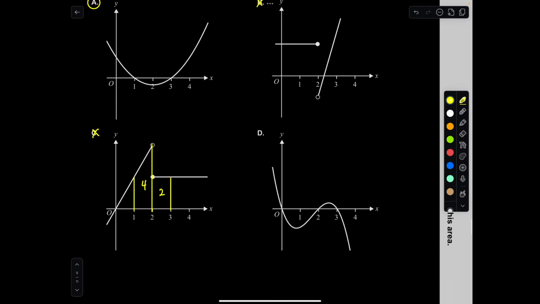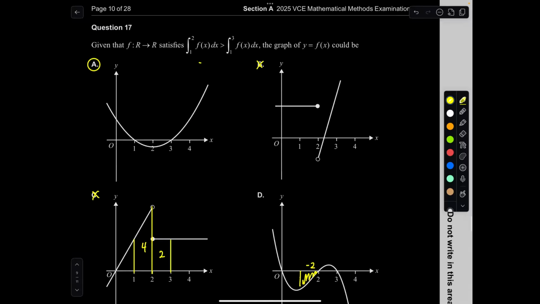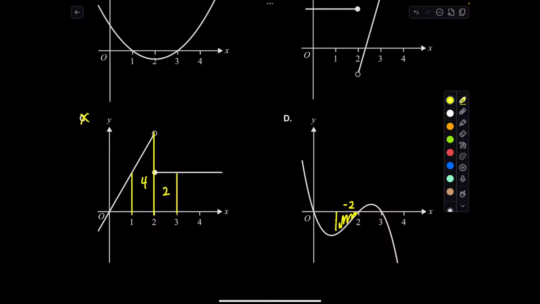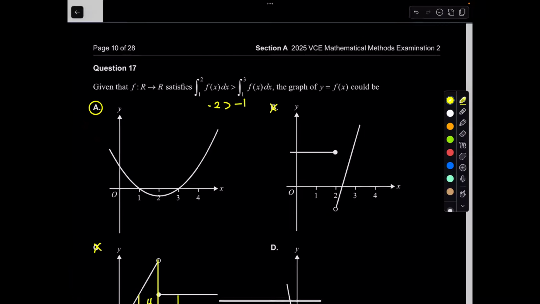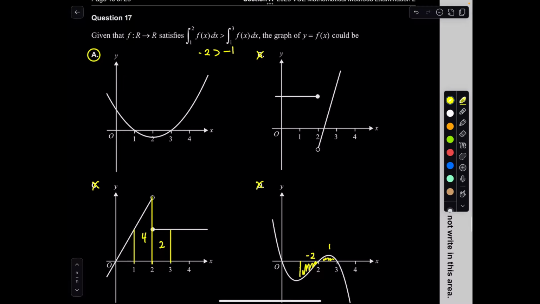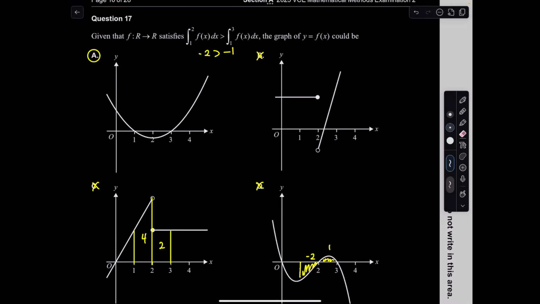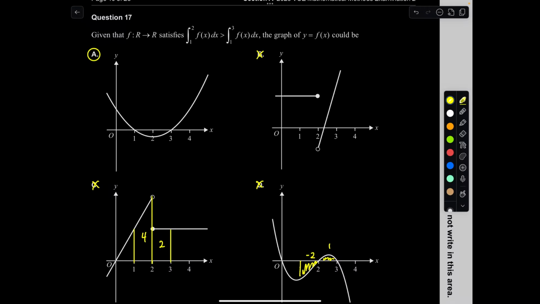Next one, 1 to 2, again, do this. So 1 to 2 is this area over here. Let's call it -2. So is -2 greater than 1 to 3? So 1 to 3 is like, if that's -2 and this, let's say it's +1, add them up, it's basically -1. So is -2 bigger than -1? Absolute rubbish. So the only answer is 17A. Very, very beautiful. Actually, this is very nice for a question. So just be careful with that type of question and you'll be okay.